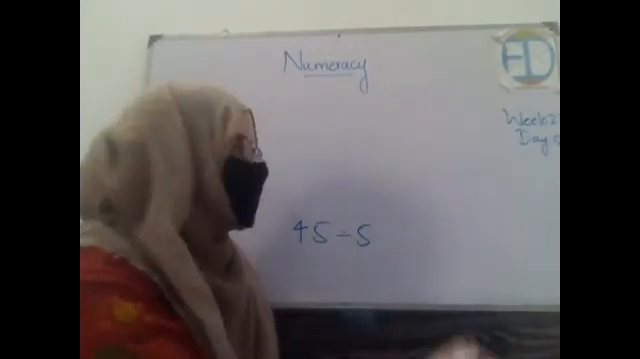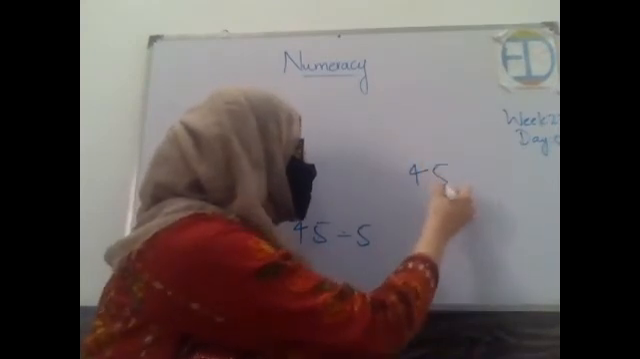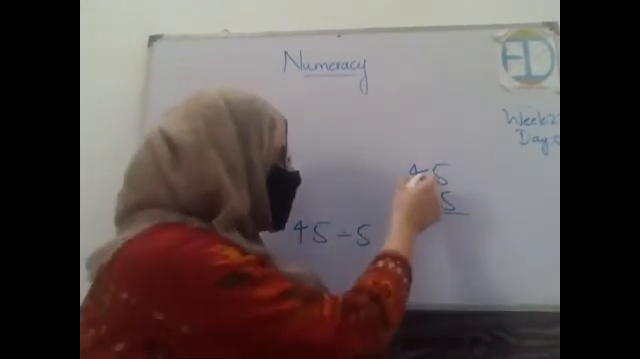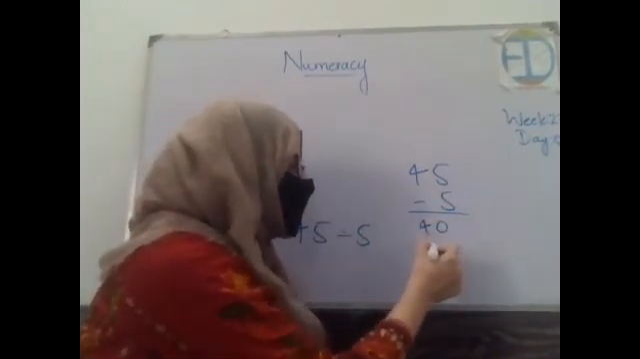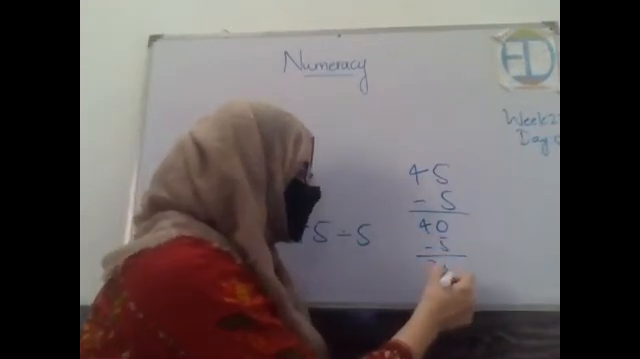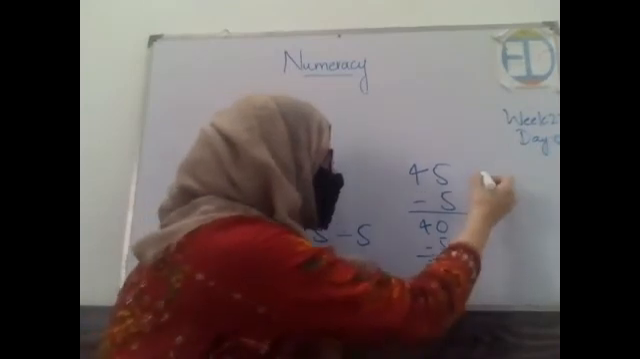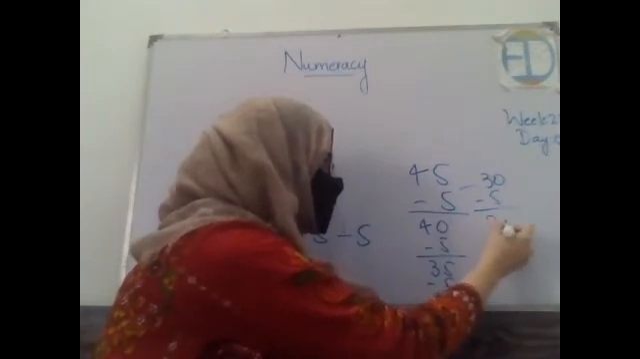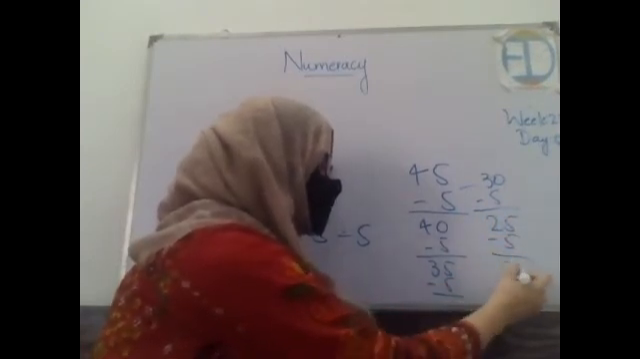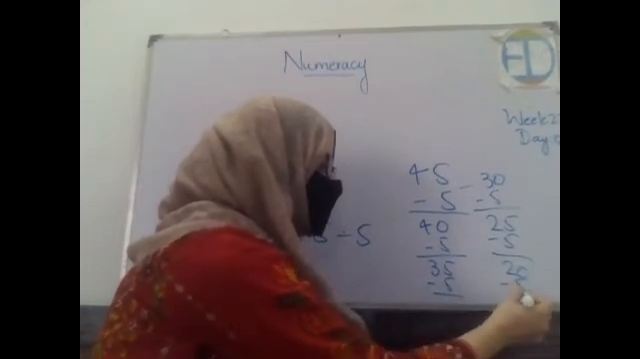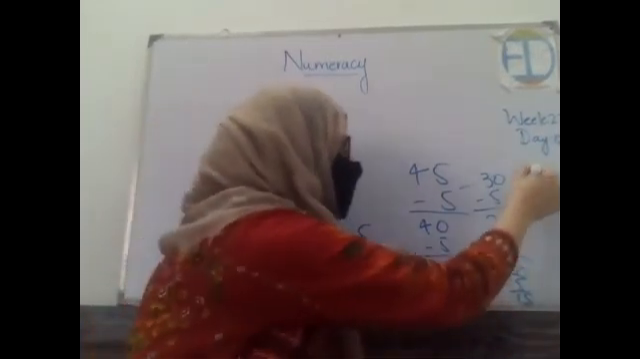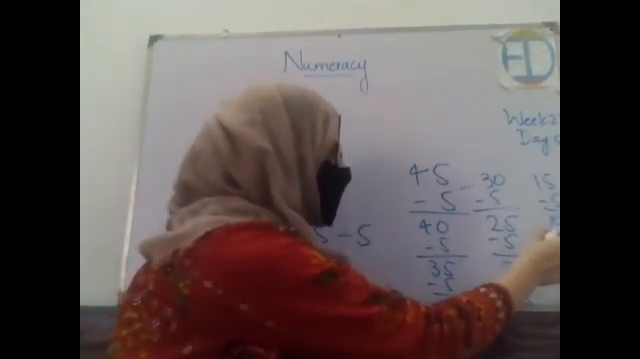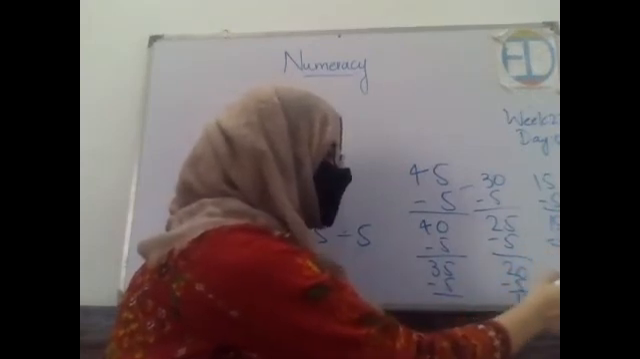The practice that we did was that we will subtract 5 from 45 and we will subtract it until we reach 0. So 45 minus 5 makes 40. Again, subtract 5, the answer would be 35. Again, subtract 5, the answer would be 30. Again, subtract 5 would be 25. Again, 5, 20. Again, 5, 15. 15 minus 5, 10. 10 minus 5, 5. And 5 minus 5, 0.